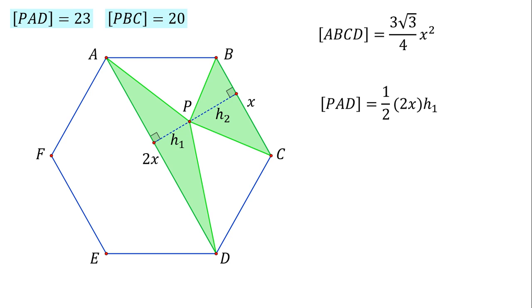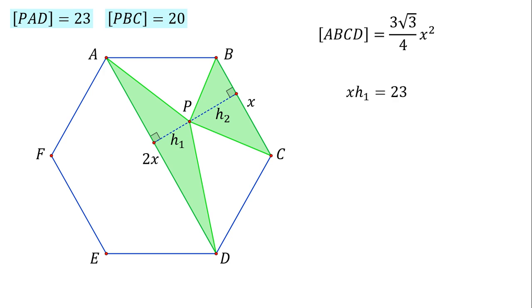So now we can represent the area of triangle PAD by 1/2 times 2x times h sub 1. We know that the area of triangle PAD is 23. Substituting this value, we have 23 equals 1/2 times 2x times h sub 1. Solving for x times h sub 1, we have x times h sub 1 equals 23.